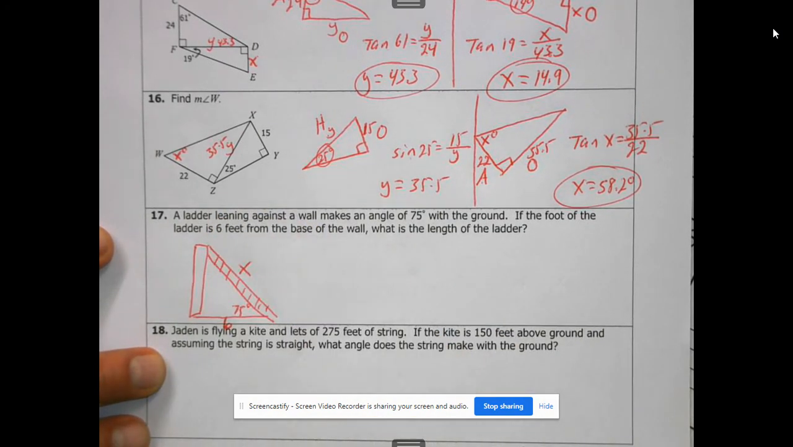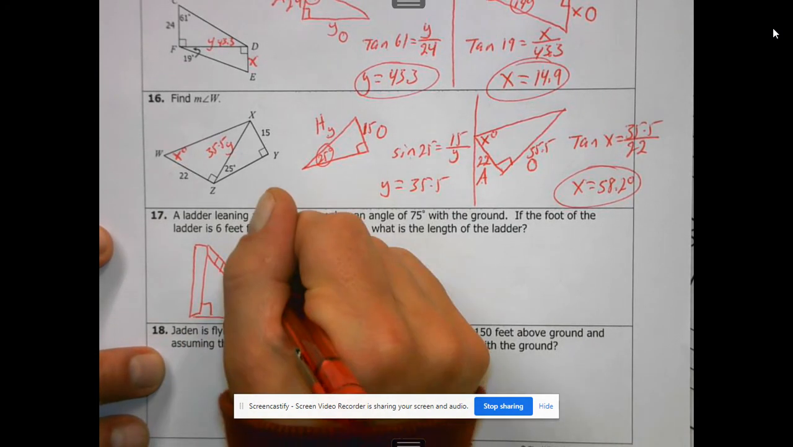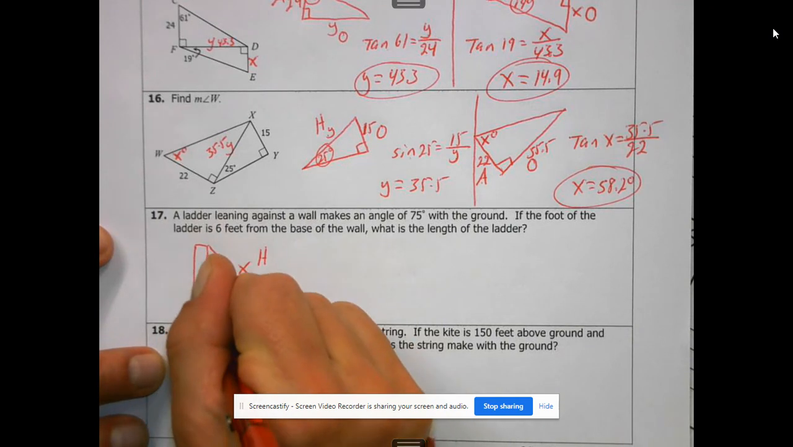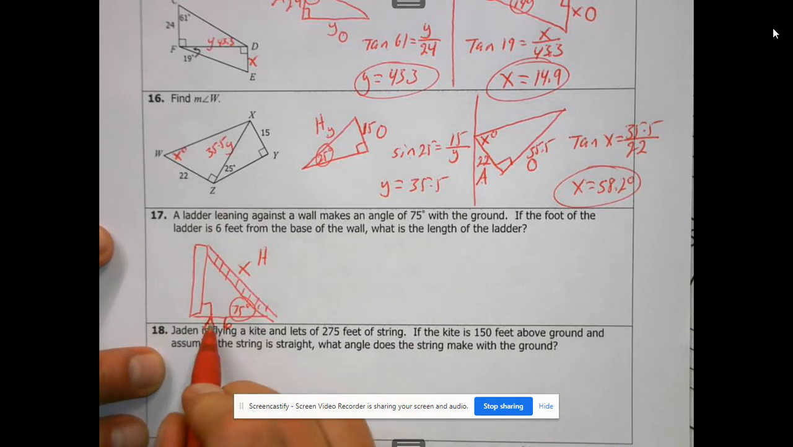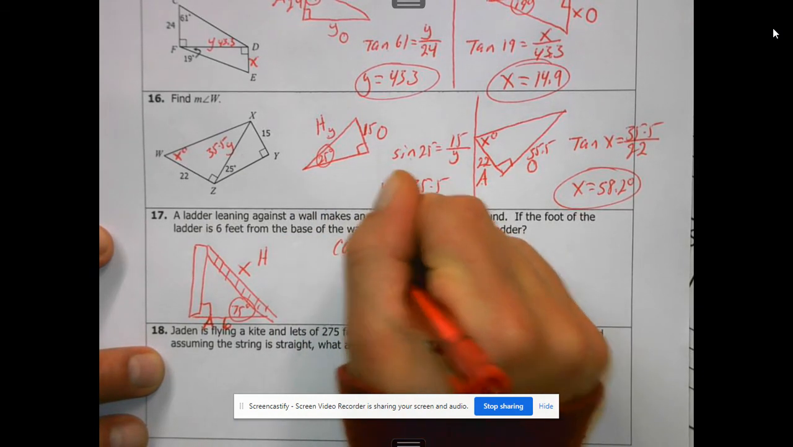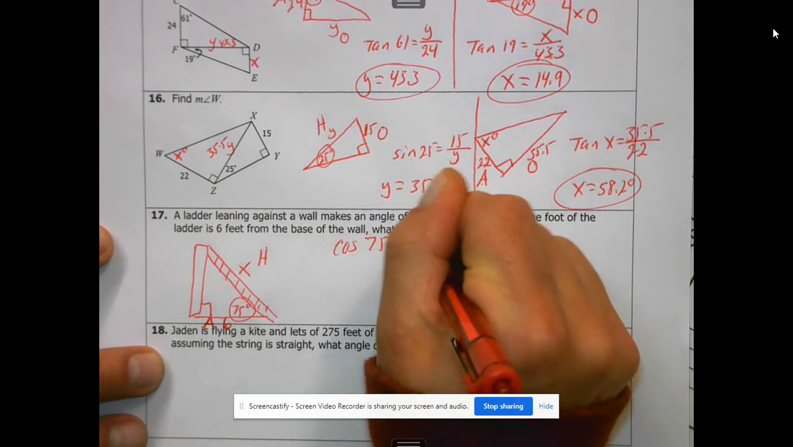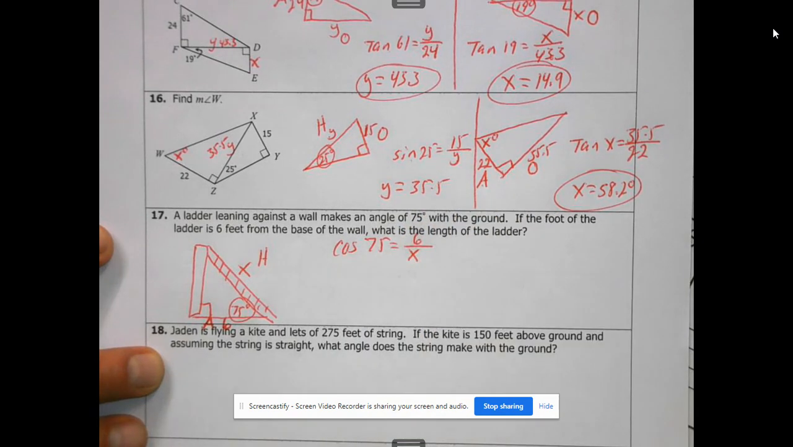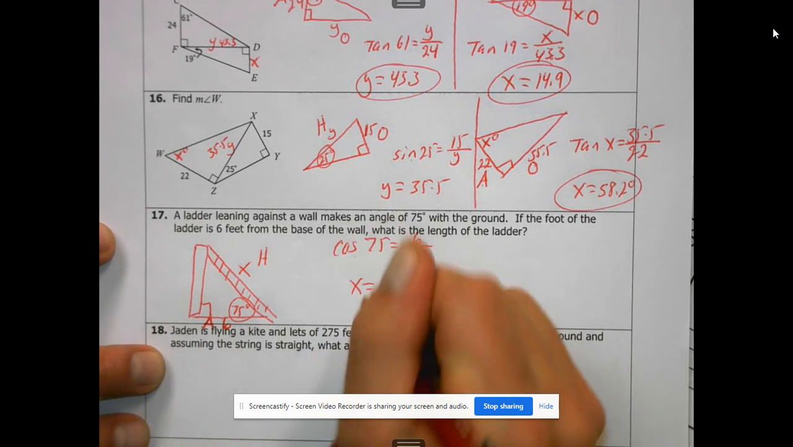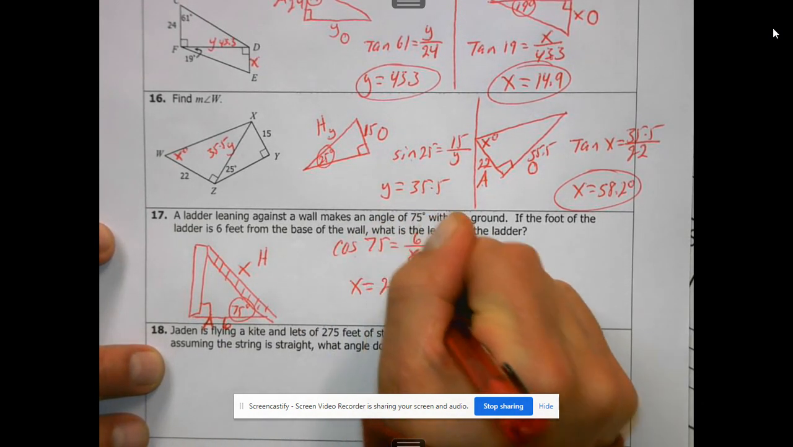Call it X. There's my 90. Circle the angle, label the pieces. X is your hypotenuse, and 6 is your adjacent. A and the H, cosine. Cosine of 75, adjacent 6, over hypotenuse X. Variables on the bottom, you have to divide. Type in 6 divided by cosine 75. If you do that, you get 23.2.